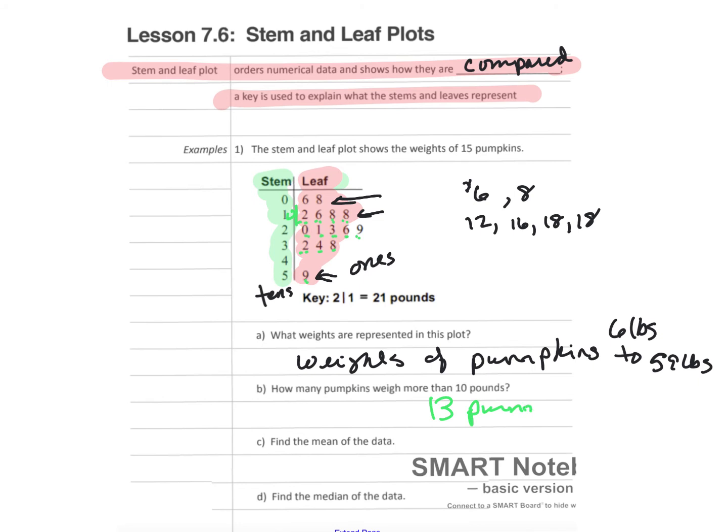So we have to find the mean of the data. So that means we have to add them all up. So if I add 6 plus 8 plus 12 plus 16 plus 18 plus 18, and I keep on going, I add them together, I get 360 divided by the 15 pumpkins I know I have. The mean is 24 pounds. Now the median is kind of nice because it's the middle number. I know I have 15 pumpkins. So here's 1, 2, 3, 4, 5, 6, 7. So this one right here would be the one in the middle, which is 21 pounds.